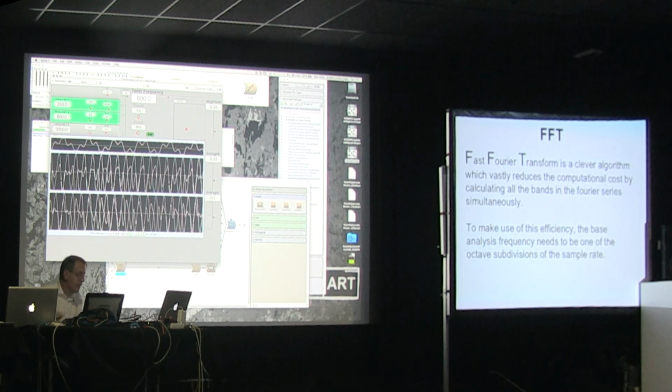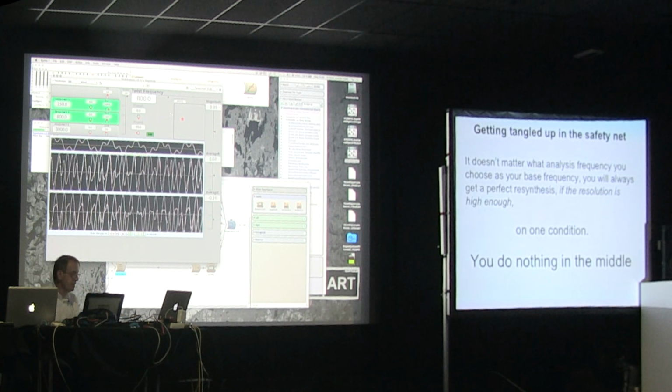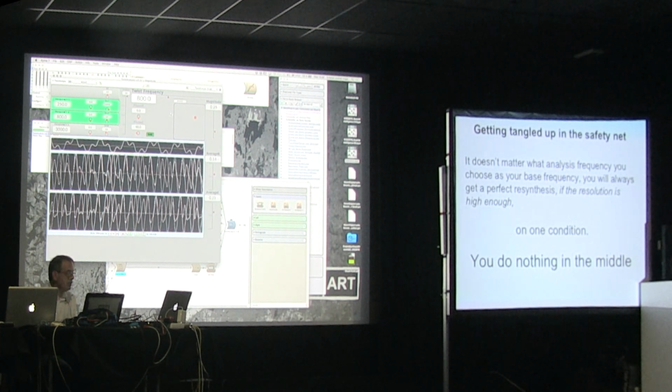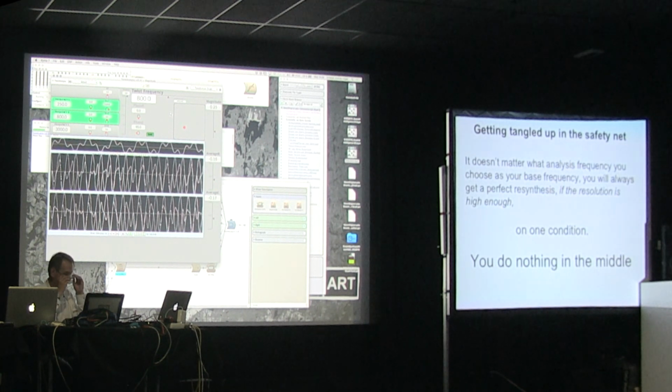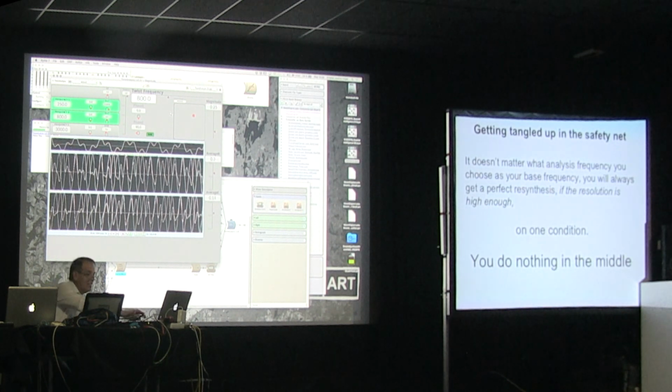Right. Now the thing about the safety net, about those series, is that I keep saying we can get the original signal back. That's only on one condition, that we don't do anything in the middle. Now, of course, what's the point of doing this analysis? We've got all these wonderful sine waves, and then we say, okay, we've got our original signal back. What's the point of that? It's no good at all. We want to do things in the middle. Now, it's when we do things in the middle that odd things happen.